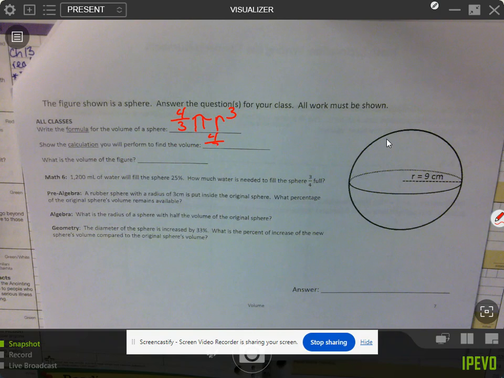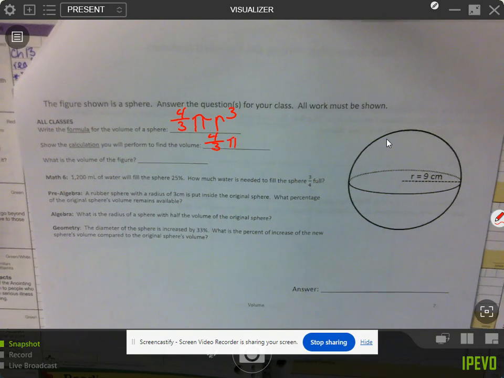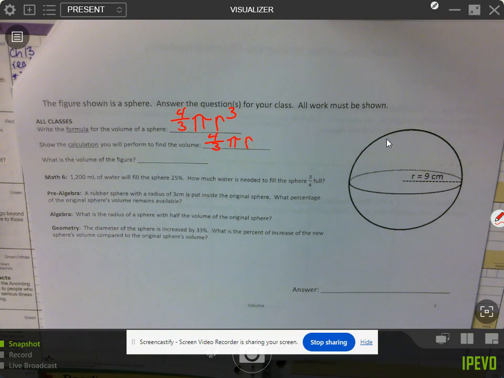4 divided by 3 times pi times 9 cubed. You put the answer right here. That's kind of a weird number. Then it says a rubber sphere with a radius of 3 centimeters is put inside that original sphere. What percentage, so your answer needs to be a percentage, of the original sphere's volume remains available?